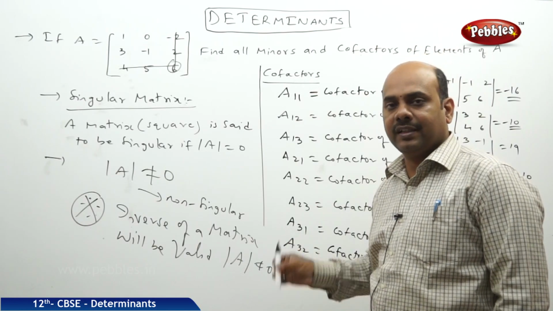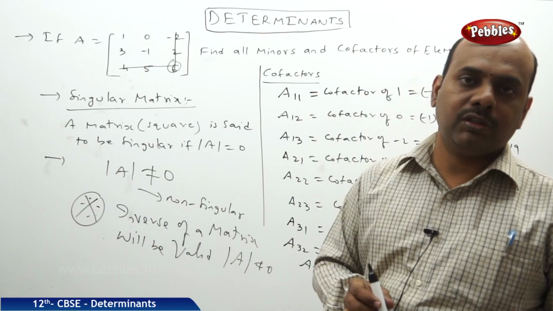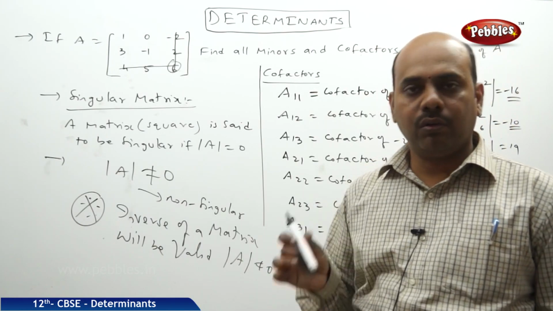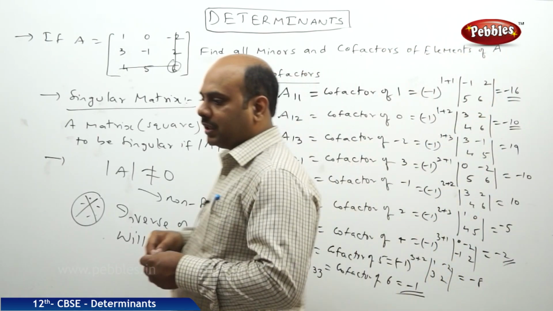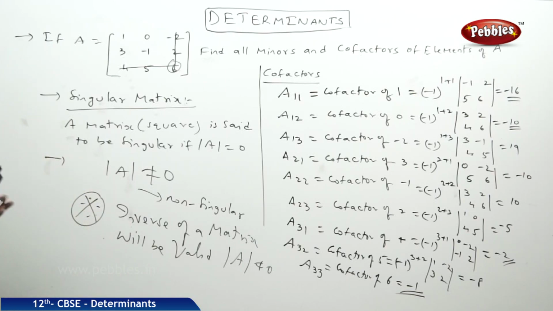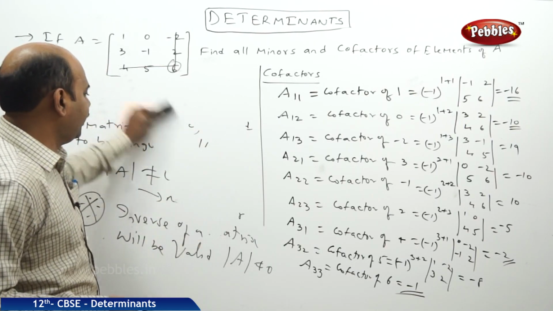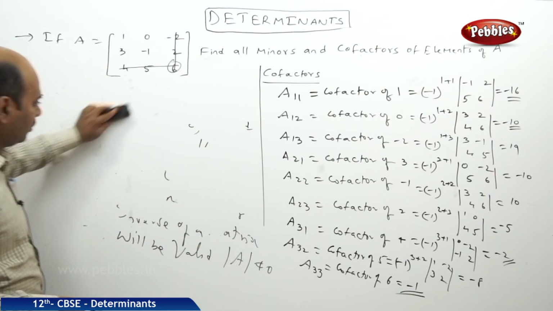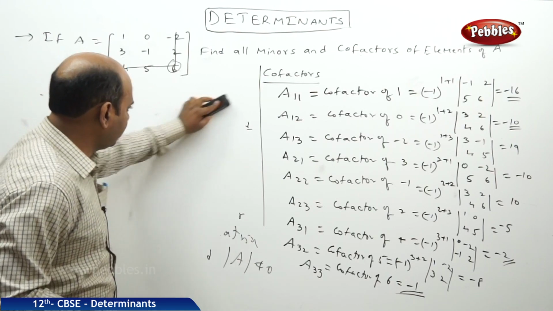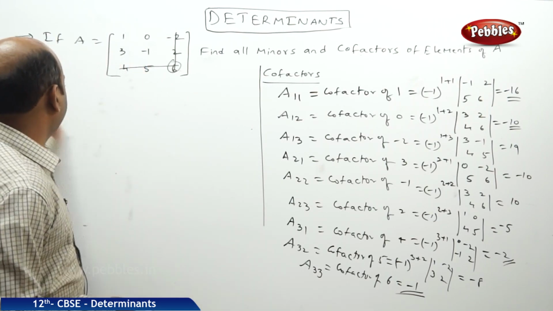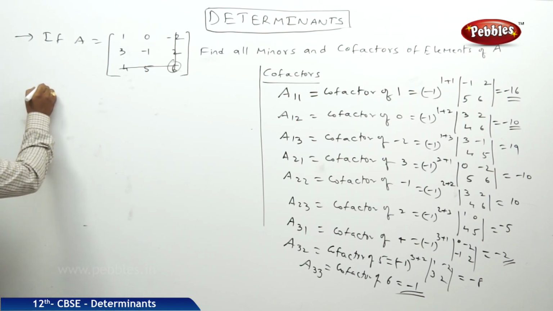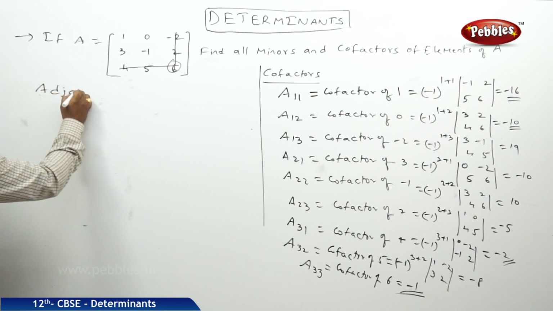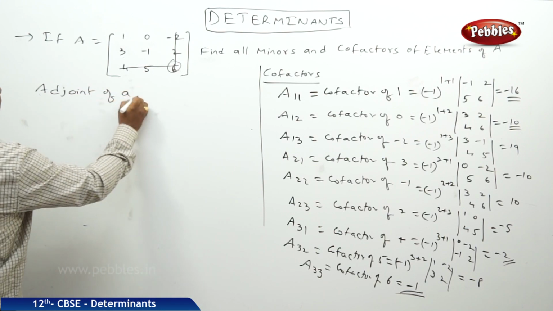We shall be seeing in later classes what we mean by the inverse of a matrix and how we can find out the inverse of a matrix. But before finding out the inverse of a matrix, we need to observe carefully an important concept known as the adjoint of a matrix.